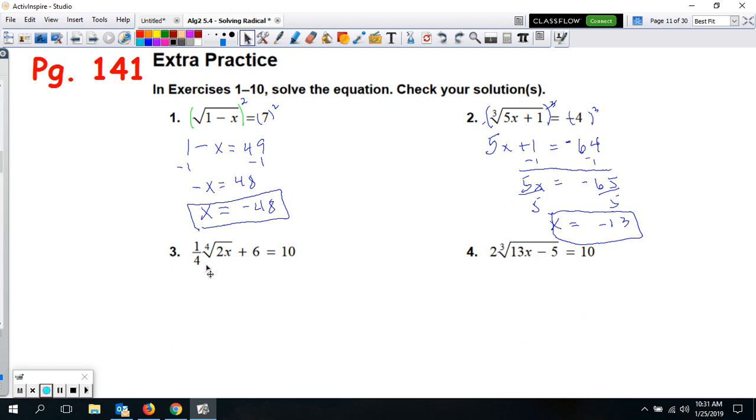Number 3, so in this case the radical is not by itself, so that's the first step. We're going to have to isolate the radical, get this 4th root of 2x by itself. We need to get rid of this 6, and we need to get rid of this 1/4.